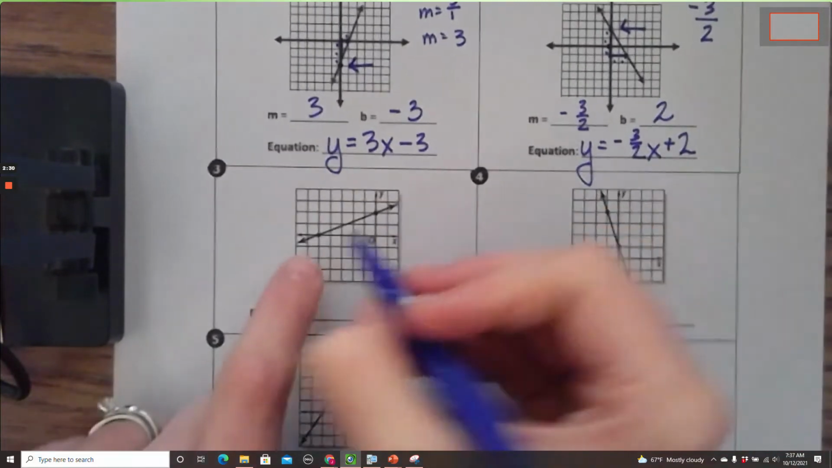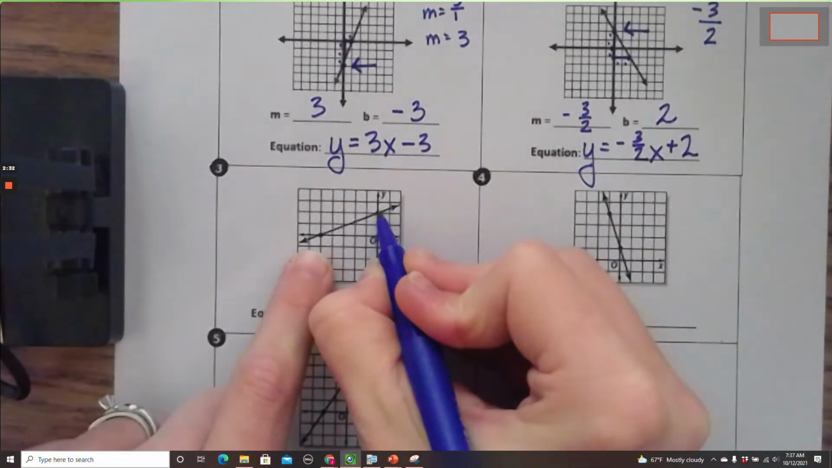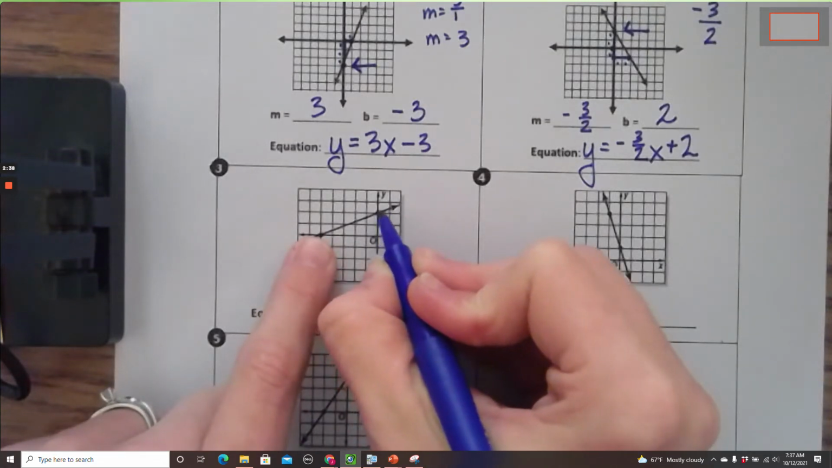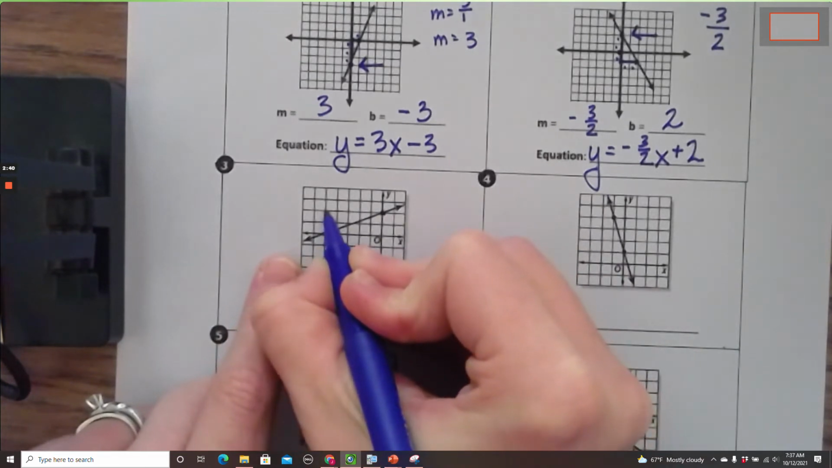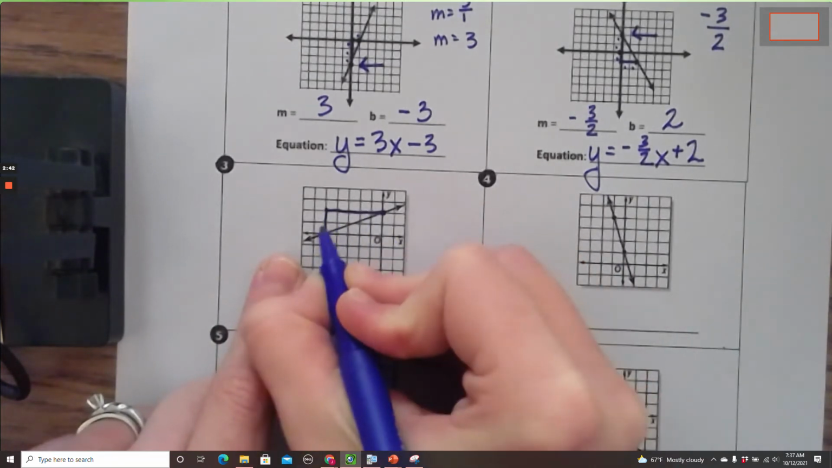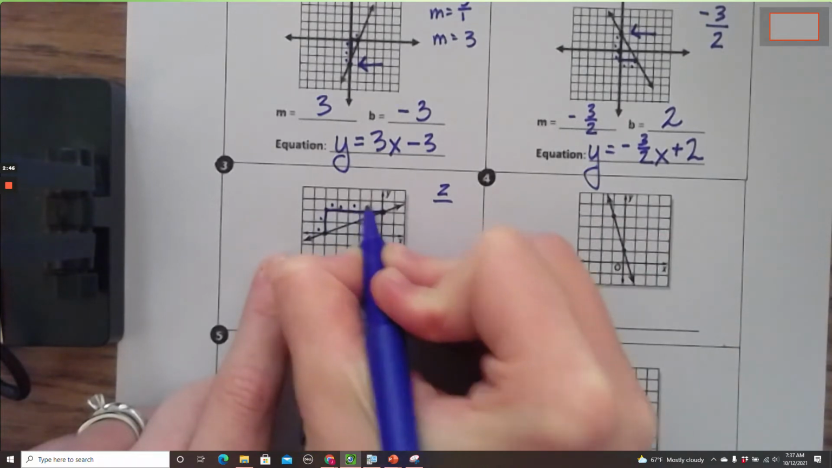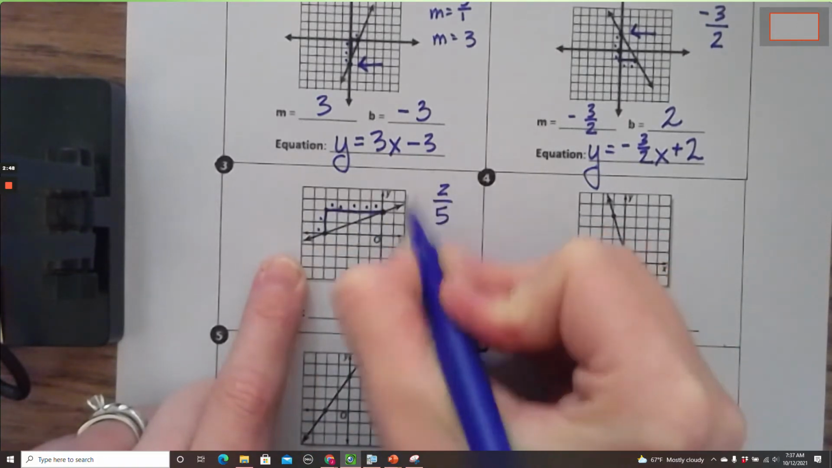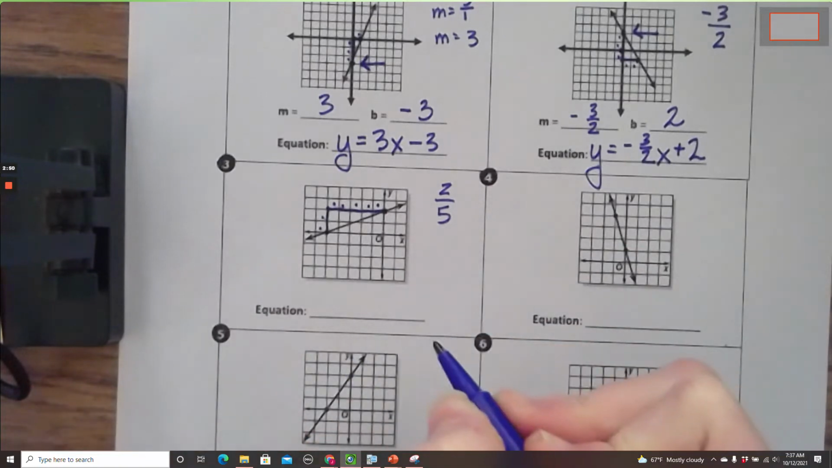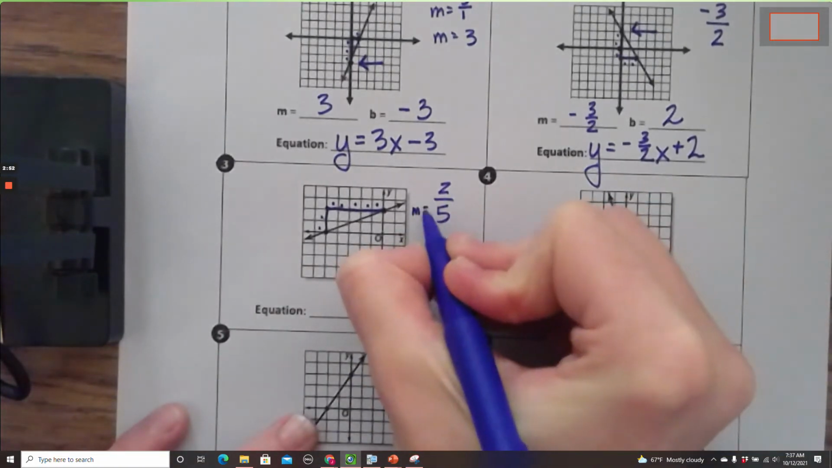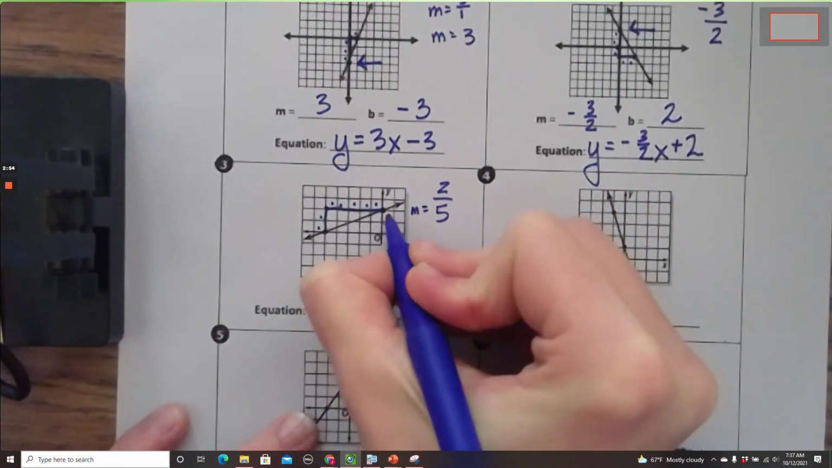All right, so here are our 2 points, here and here. So we always move from left to right to find the slope. So to go from here to here, we have to go up first and then over. So we went up 2, over 1, 2, 3, 4, 5. Again, if you're not sure if that fraction is in simplest form, make sure that you're typing it into your calculator.